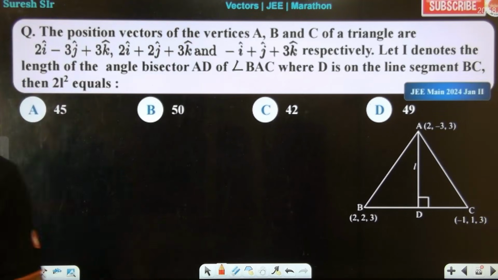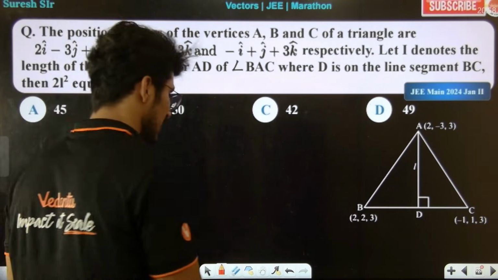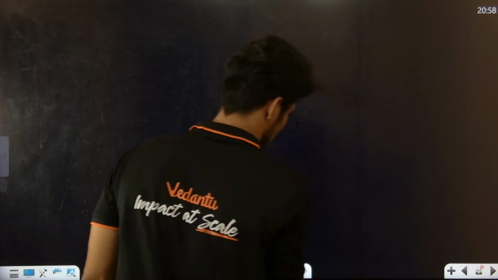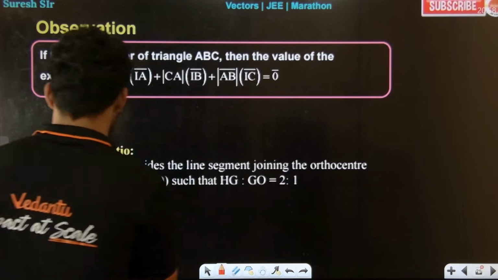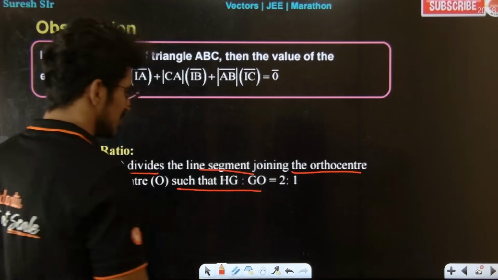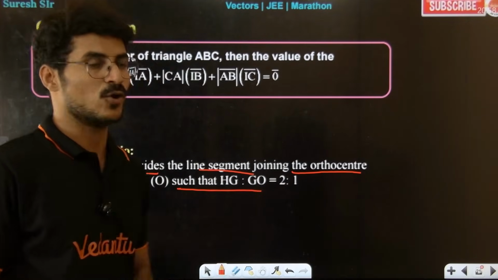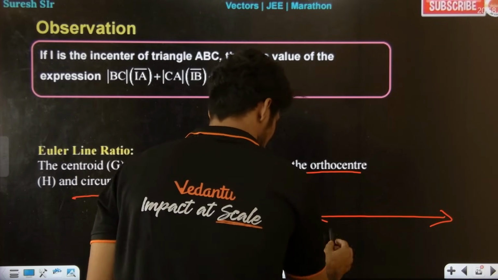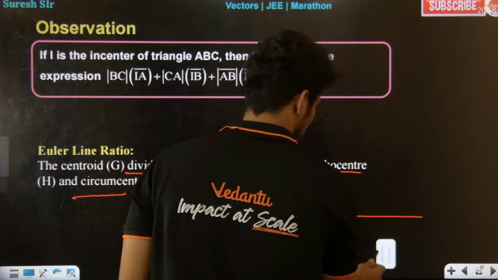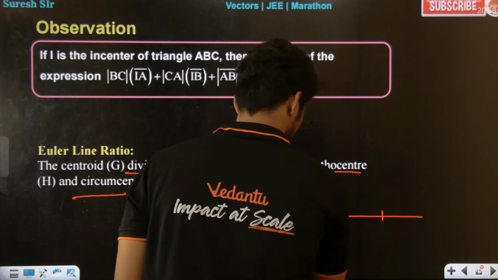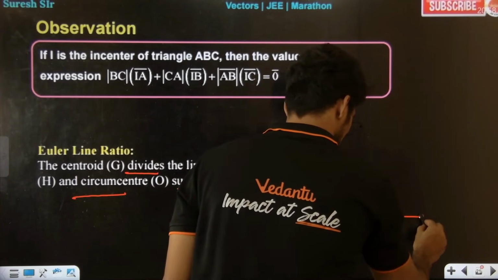Before this, let me give you one simple concept. The centroid G divides the line segment joining the orthocenter and circumcenter such that HG is to GO is equal to 2 is to 1. What does it mean? Look at this: this is H, this is G, and this is O.